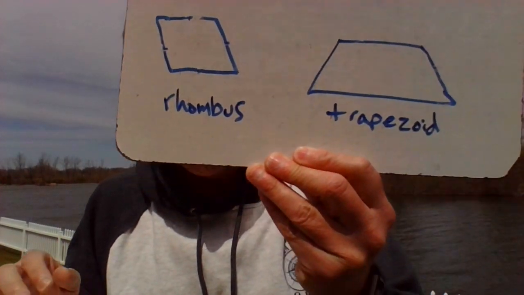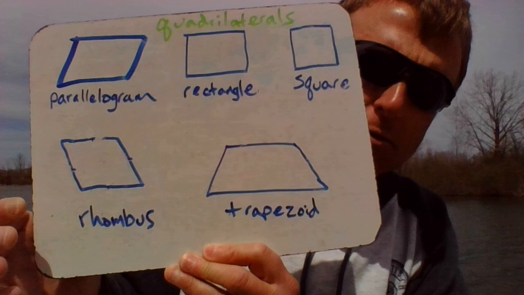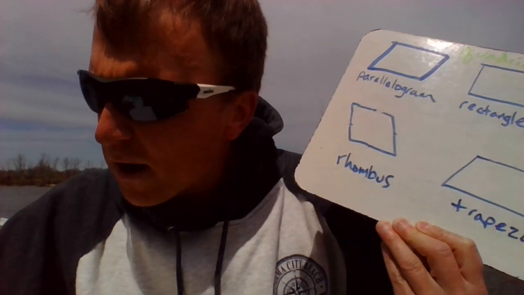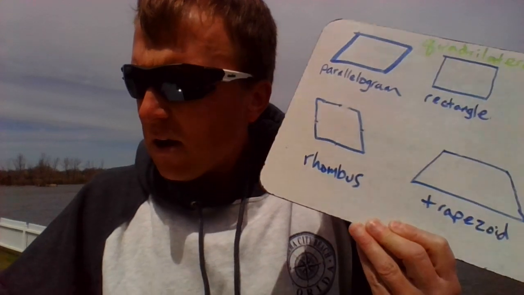It says, which of the quadrilaterals shown have one pair of parallel sides, which have two pairs of parallel sides. All right, so the only one that has one pair of parallel sides is the last one we talked about, the trapezoid. Then they want to know which have two pairs of parallel sides.